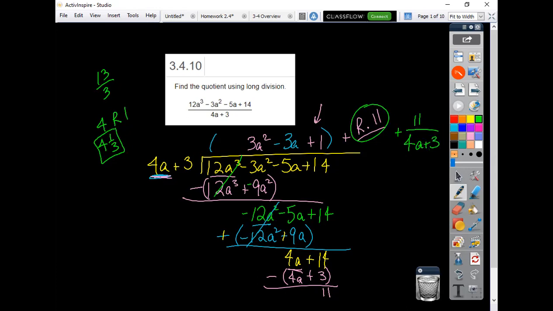Just depends on which form they're asking the question. In this, they just say, find the quotient. I've even seen some that will list this only as the quotient and this remainder as a separate answer. So just have to see which form they're looking for when you get your final answer to that problem, 3.4.10.